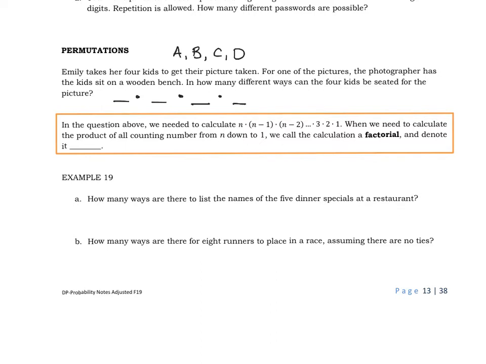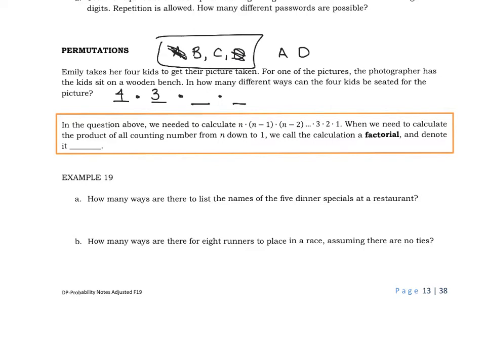Initially, you're looking at the kids, and you're saying, hey, A, you sit down. So A sits down. We originally had 4 choices, and A is seated. Well, how many choices do we have now? Well, we only have 3. And then they're saying, D, you sit down. So that means we had 3 choices there, and now we only have 2 left over.